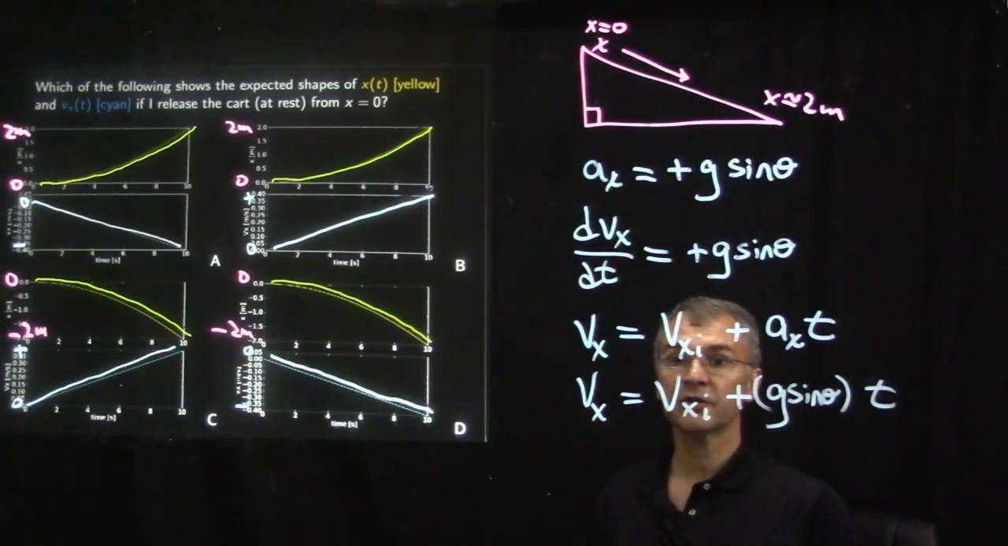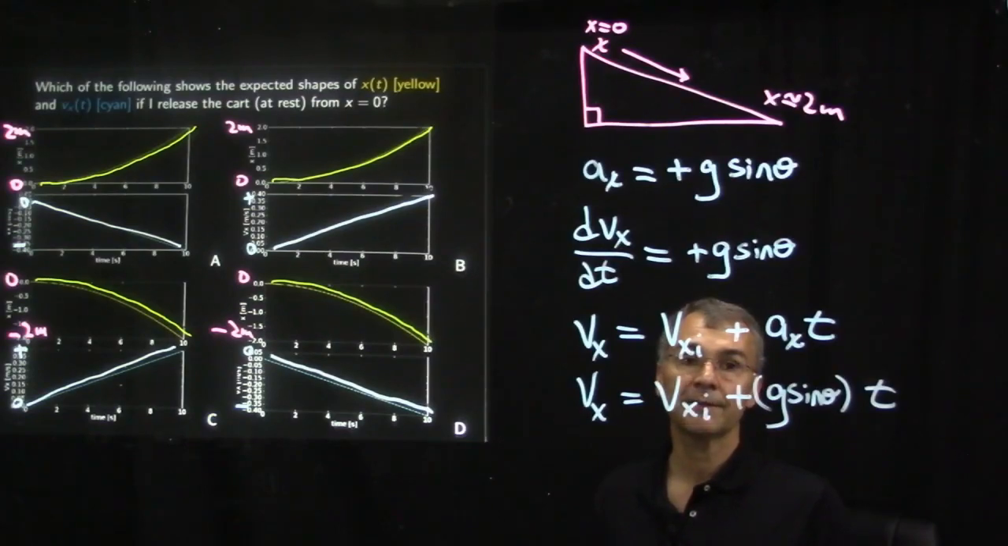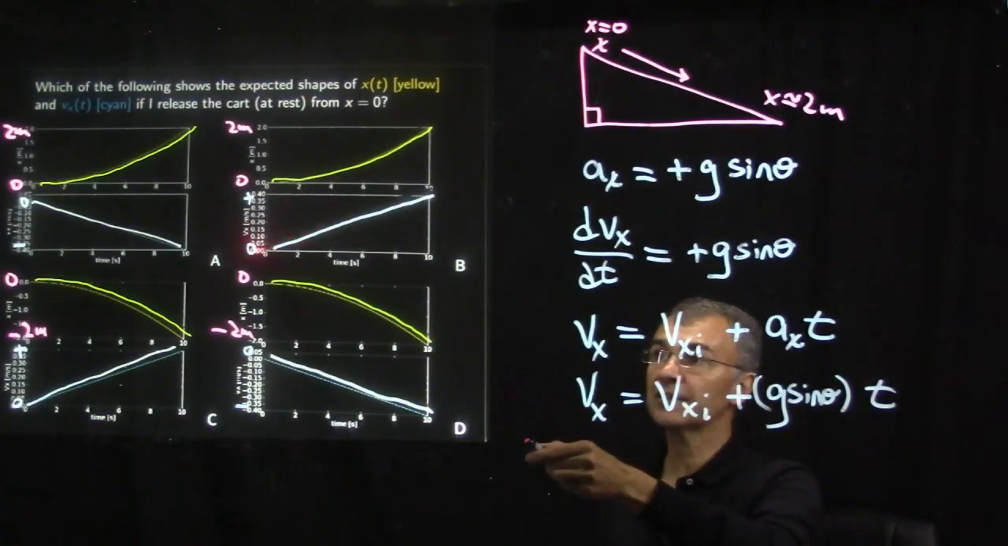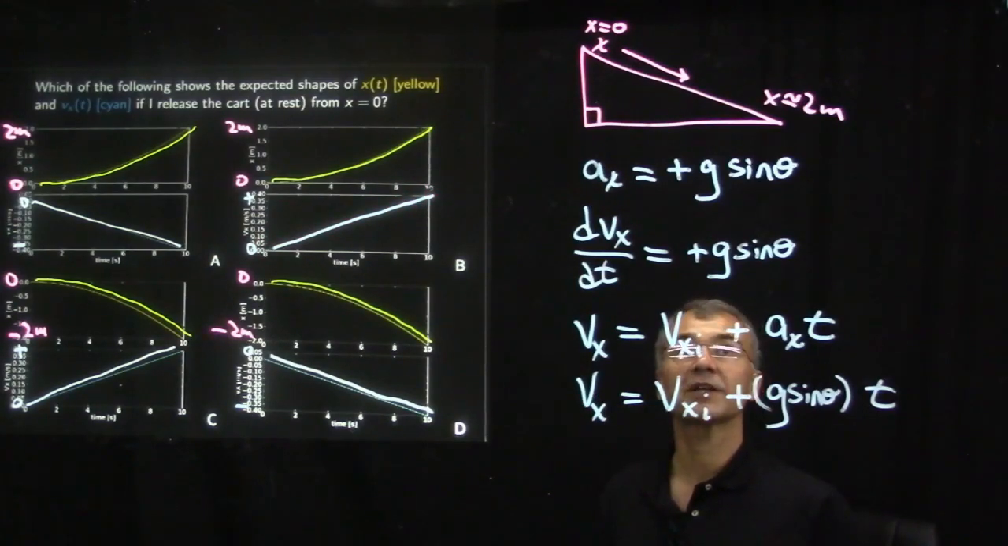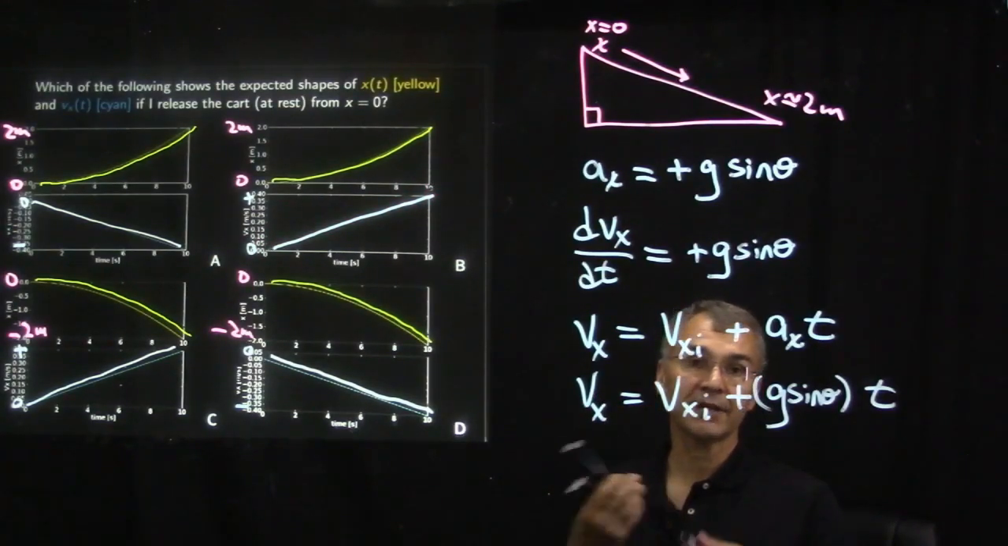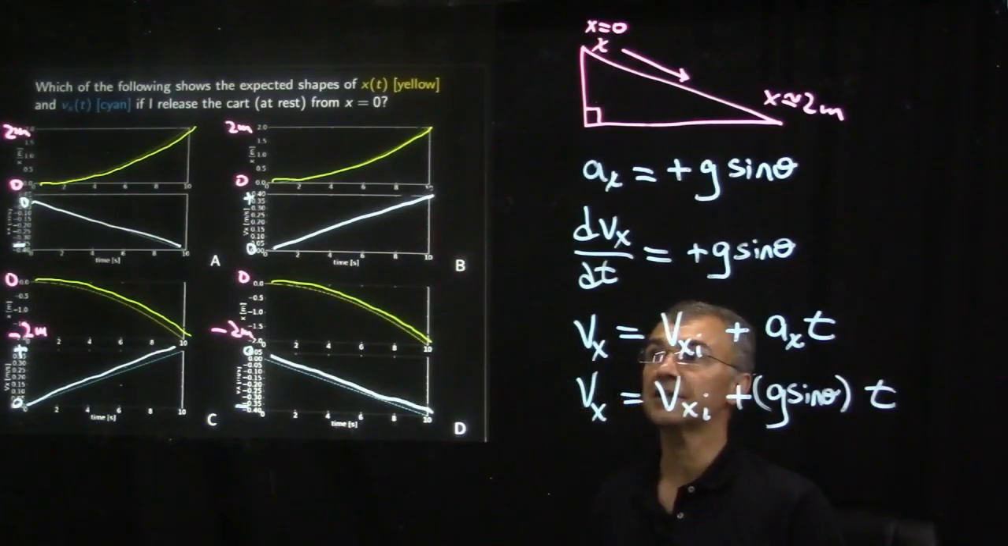So I think we expect that the velocity starts at 0 because we just let the cart go with 0 speed, and I think we should see that the velocity gets bigger and bigger, more and more positive, because more and more downhill speed means more and more positive velocity, with our coordinate system having the x-axis point downhill. So I think I like B.